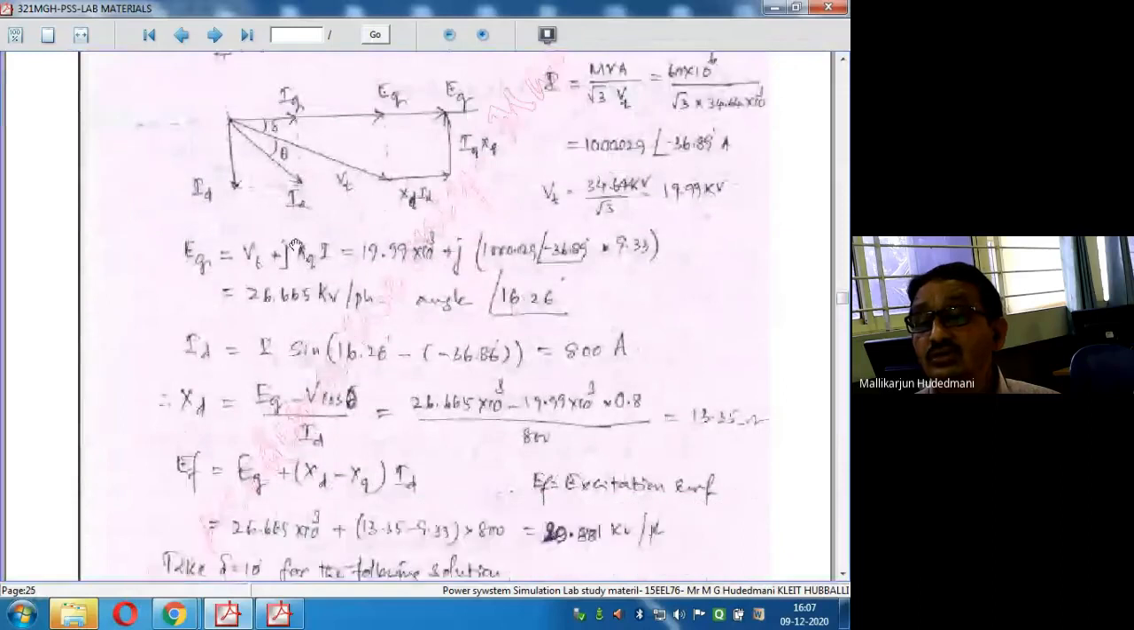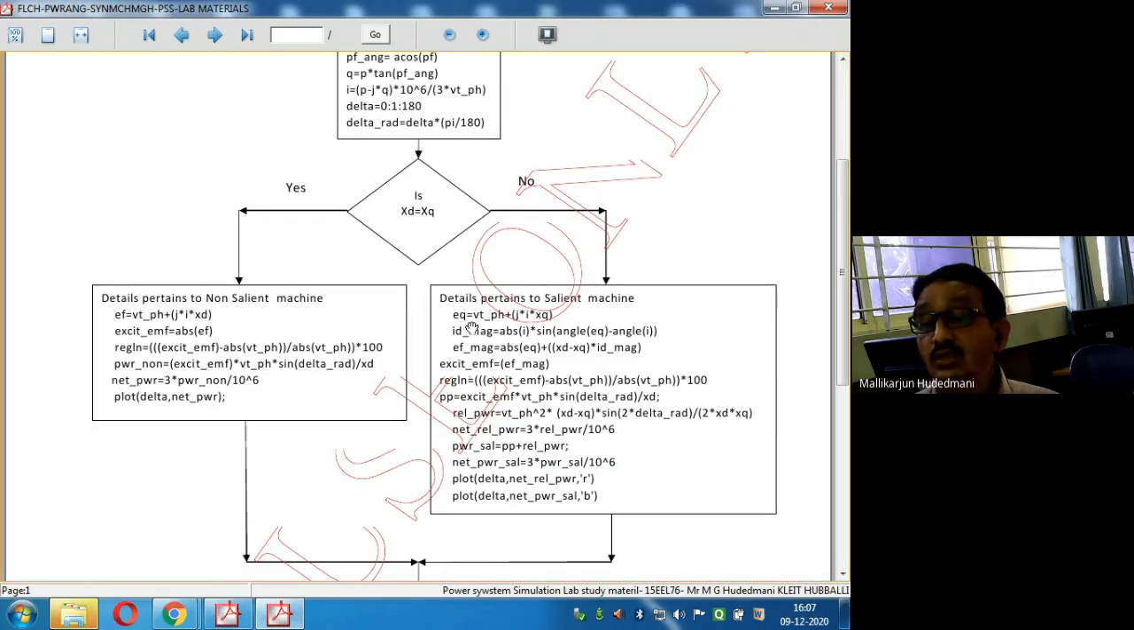What was my structure? EQ, whatever the equations I wrote here. Vt plus j into XQ into I, ID equal to I sine, XD equal to EG minus V cos, EF equal to... all these equations I have to code. That's what I am doing. EQ equal to Vt per phase plus j into I into XQ. This is not there in the first part here. It is directly taken by excitation EMF.